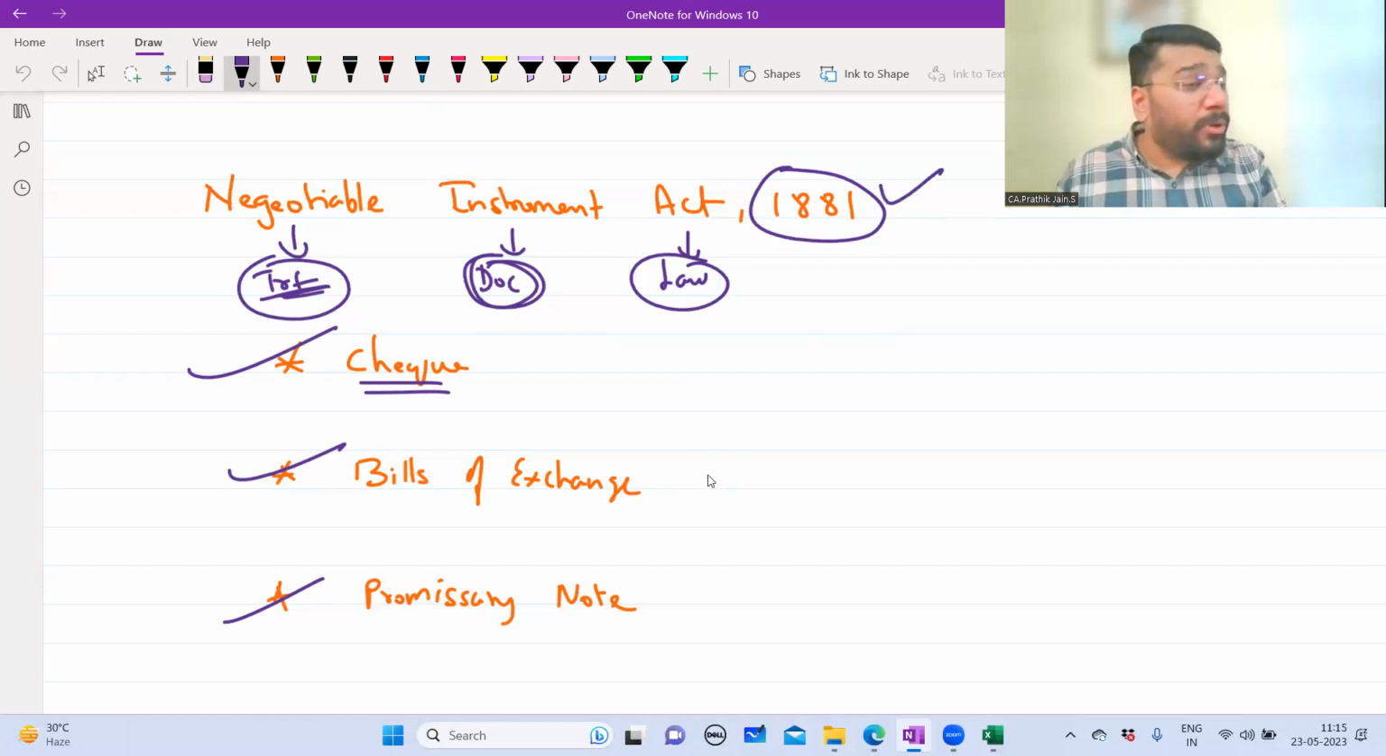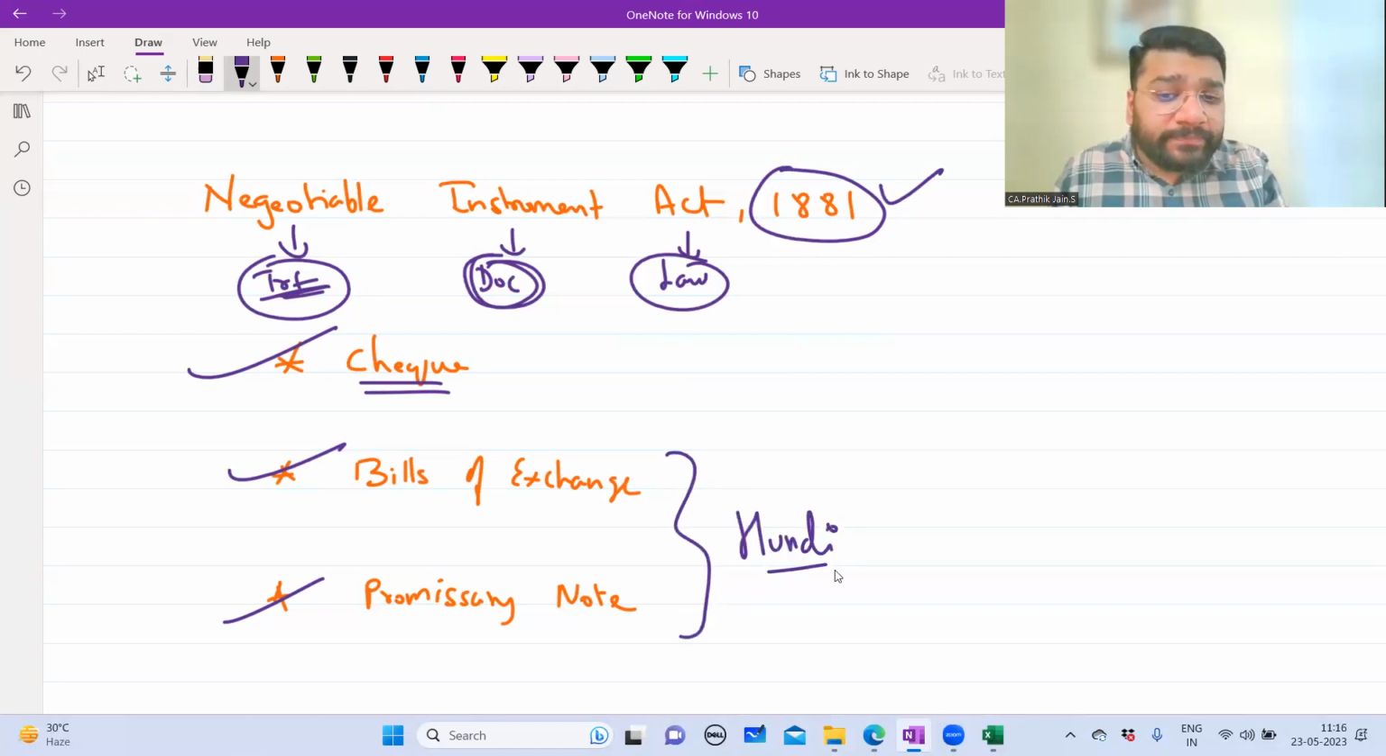And this bill of exchange and promissory note is not a new concept, my dear friends. Earlier, this was called the Hundi system. Now it is called a bill of exchange and promissory note.